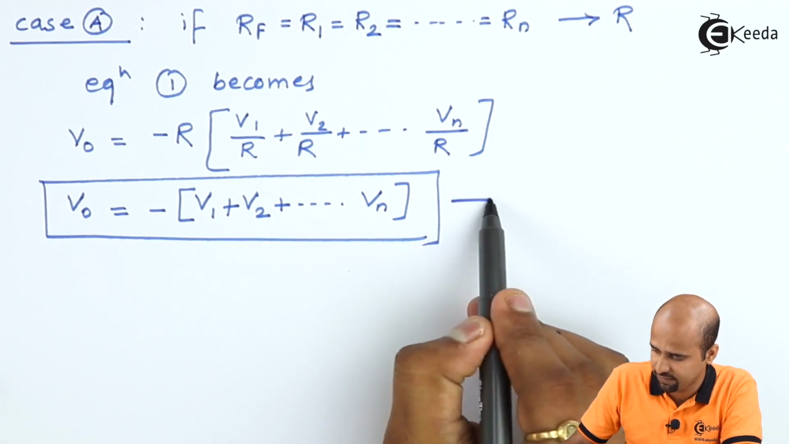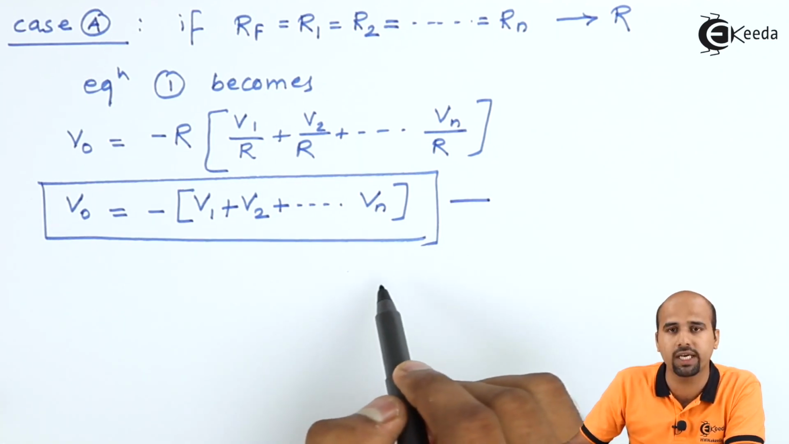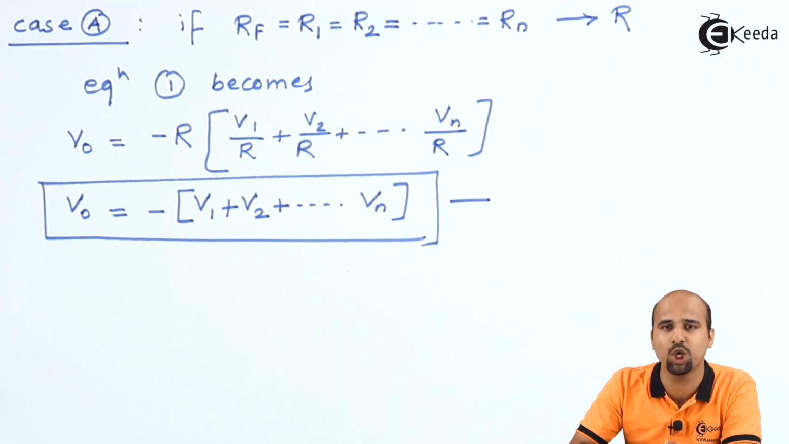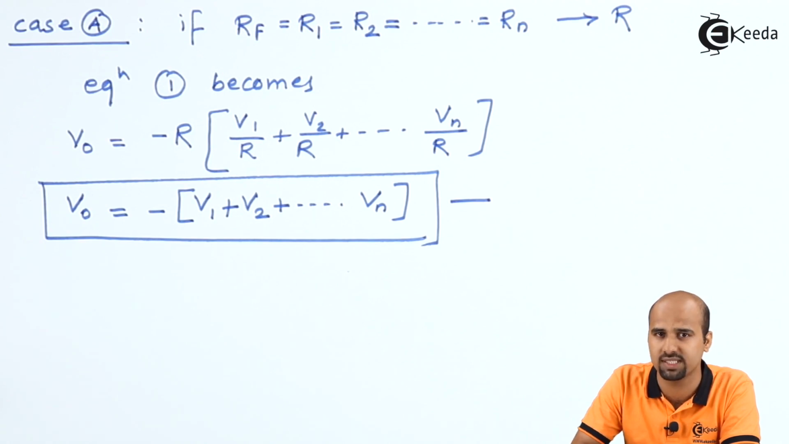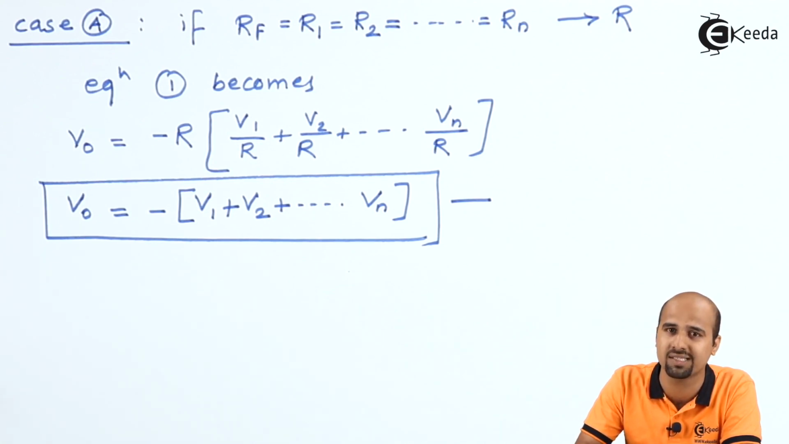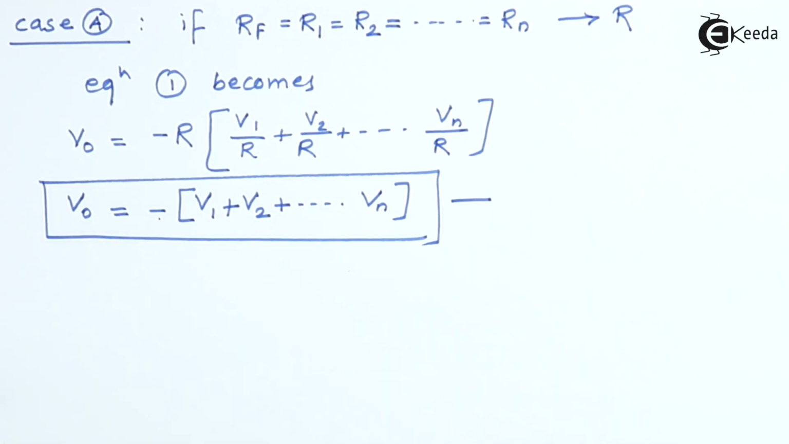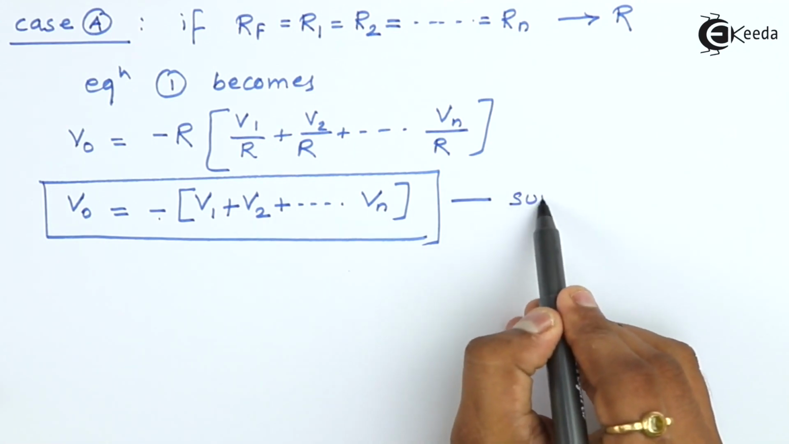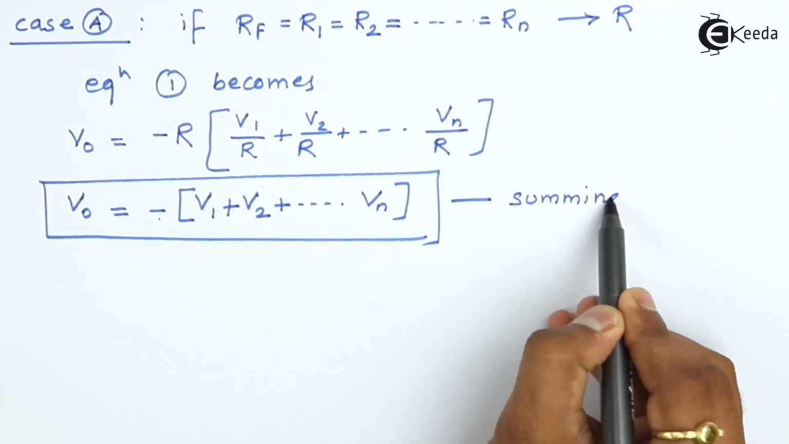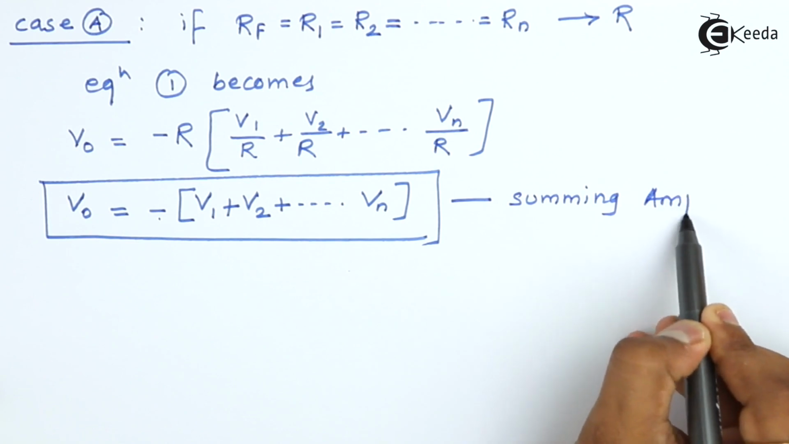So if we are saying that output voltage is nothing but summation of all the magnitude of input voltages, then I can say that this is nothing but summing amplifier circuit, which shows the 180-degree phase shift as well, as this is inverting configuration. So this property will remain as it is about the negative sign. This is called as summing amplifier.